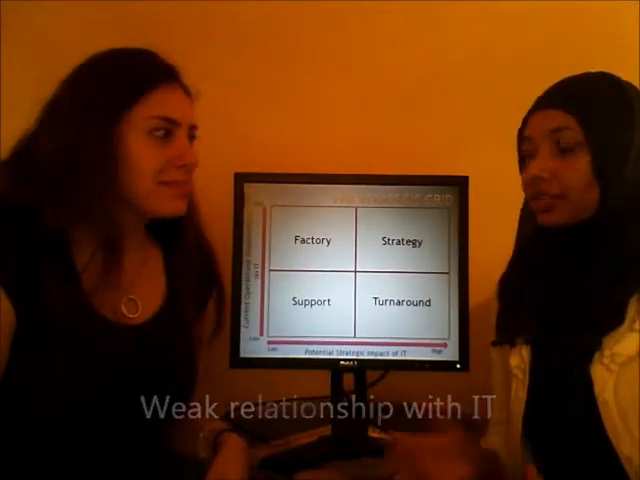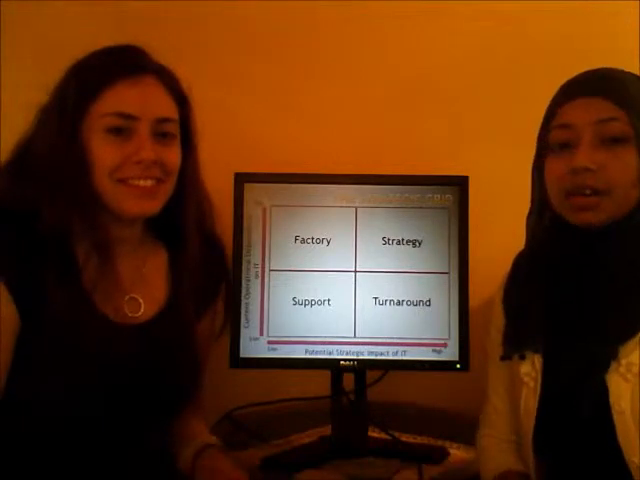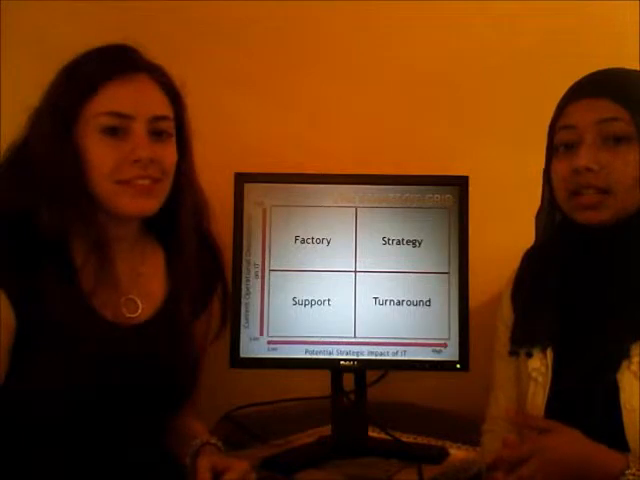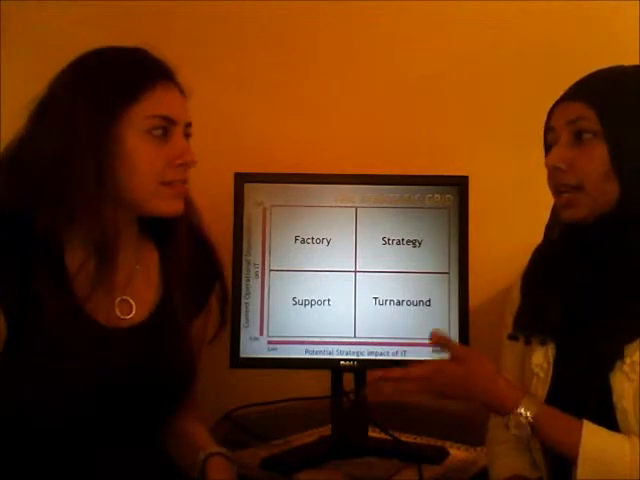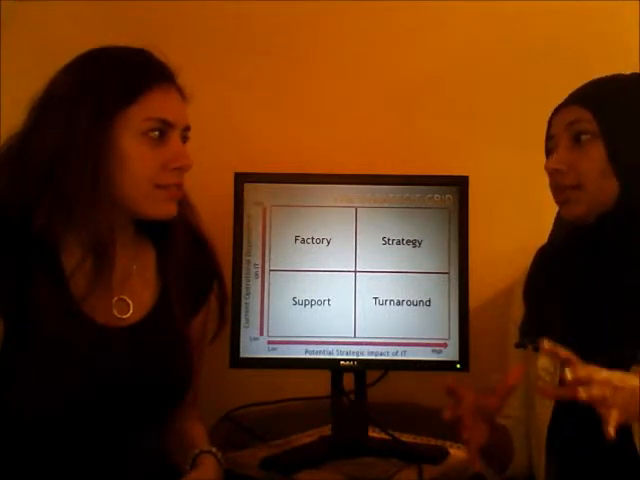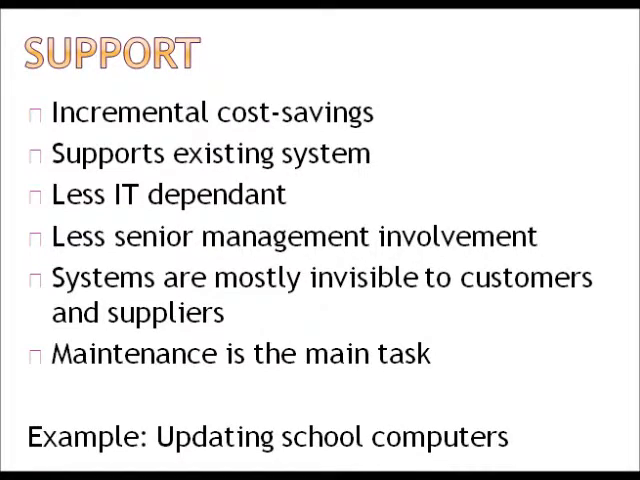Yes, Diane, you are actually right. We, as a management, have a weak relationship with the IT department, as well as the customer and our supplier who support our system. But the IT side of it, you are only responsible for maintenance of the system that we already have.